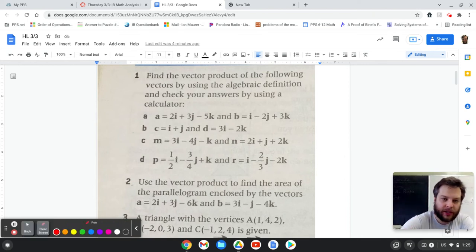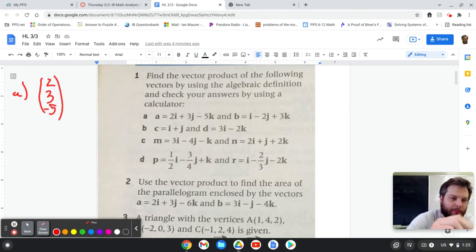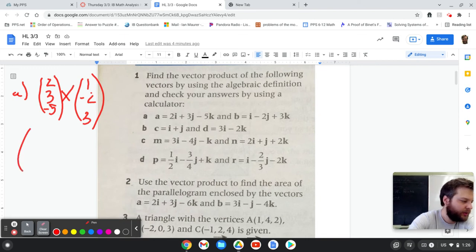So for problem 1a, to find the vector product, we're going to take A and write it as a column. I guess you don't need to really rewrite it. You can just read it sideways. But it's 2, 3, -5. And then B is 1, -2, and 3. And so when we cross those, you get a new vector where the first component is A2B3.